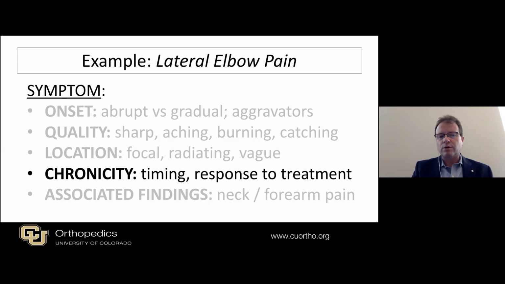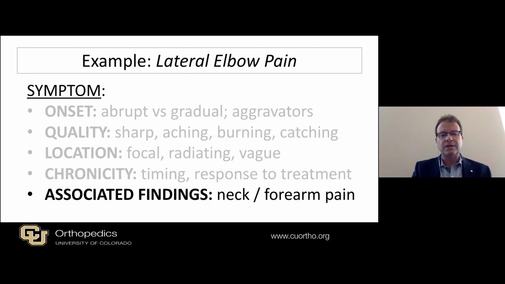Chronicity is also important, not just for the timing of onset, but also what's happened in the past in terms of the response to treatment. Did they get better for a period of time after an injection or a certain modality of treatment? And then critically, the associated findings. Is there neck pain associated with their worsening of their symptoms? Do their symptoms radiate to the forearm, etc.?